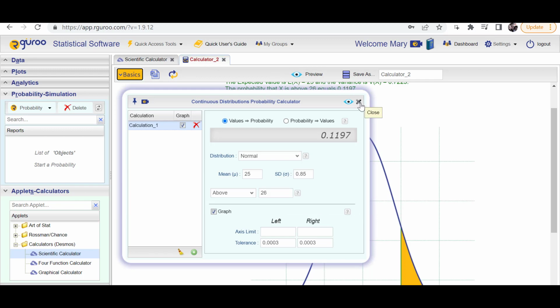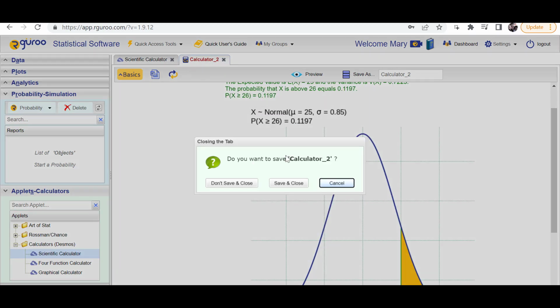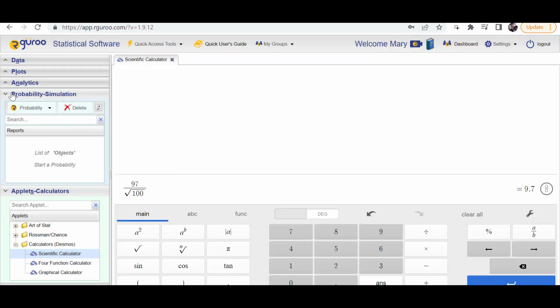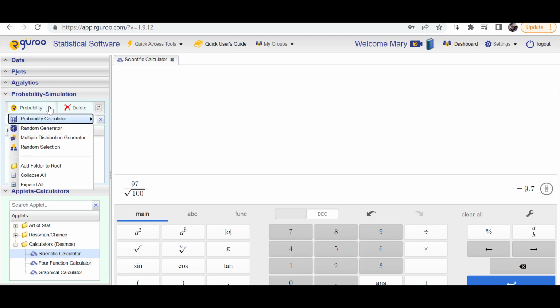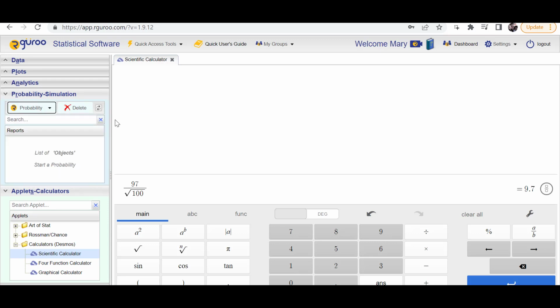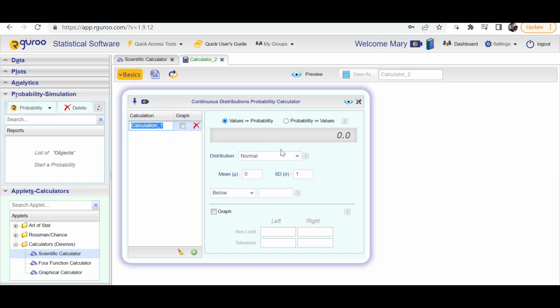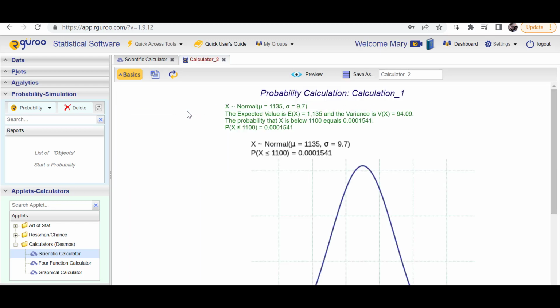The other thing I could do is I could just start over and go to the probability simulations tab, click on the probability drop down, probability calculator, choose continuous, make sure it says values to probability. The mean was 1135. And the standard deviation is 9.7. I can also copy and paste that 9.7 there as well. And I want to do below 1100. Graph if you want to preview.